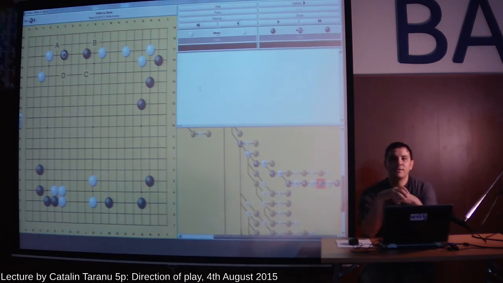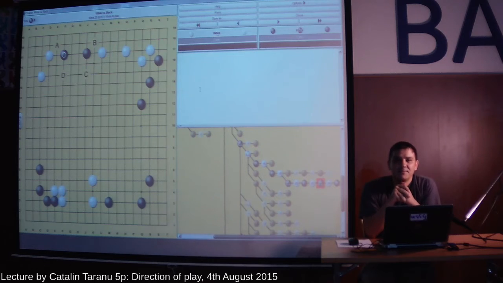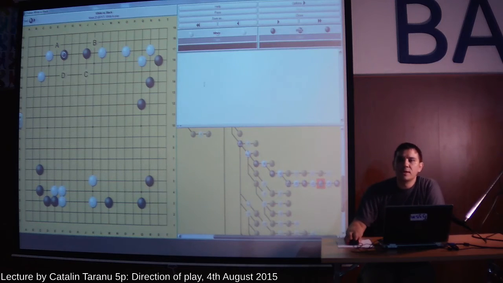Usually people, when they see a weak group, start attacking. It's basic instinct. We want to kill stones, so if we see a weak group, the fighting starts. But I keep telling my students that attacking should not be for kill. Attacking should be for profit. So in order to understand what profit we can make, we need to think about direction of play.